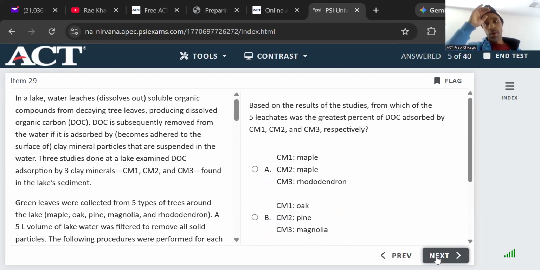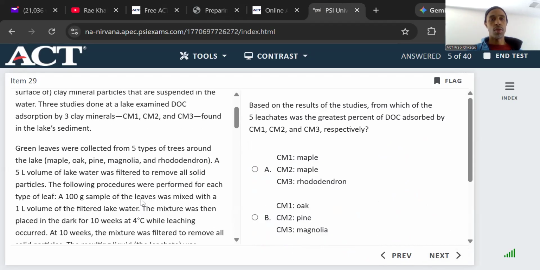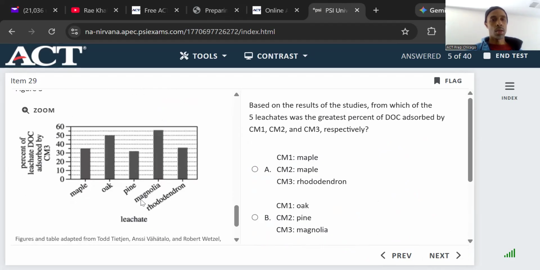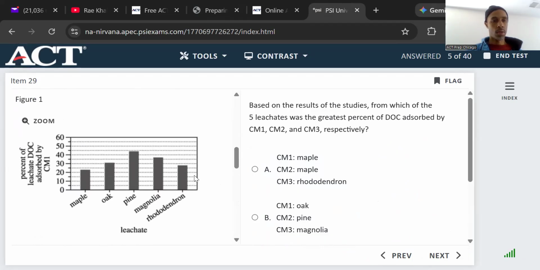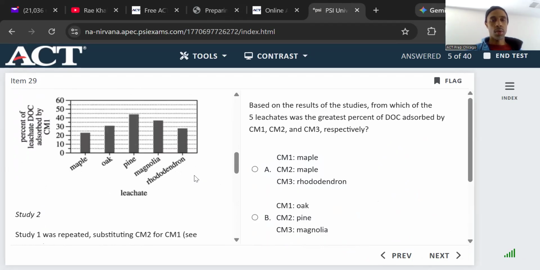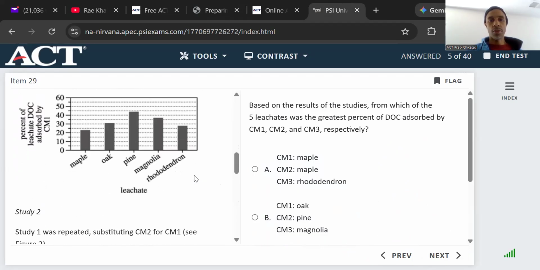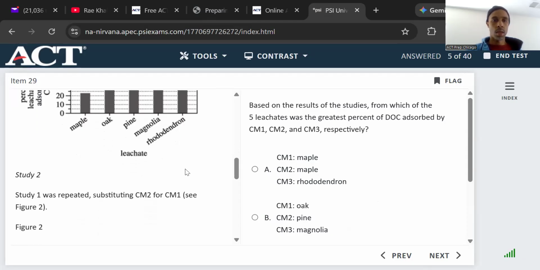All right, based on the results of studies, from which of the 5 leachates was the greatest percent of DOC absorbed by CM? Okay, so we're on a different passage now. Based on the results of the studies, we've got study 1, study 2, study 3. From which of the 5 leachates was the greatest percent of DOC absorbed by CM1, CM2, and CM3?